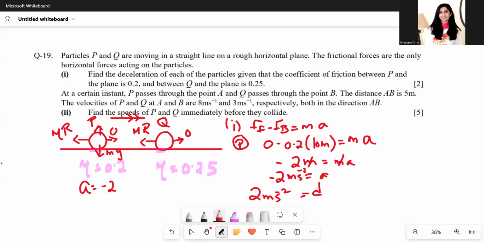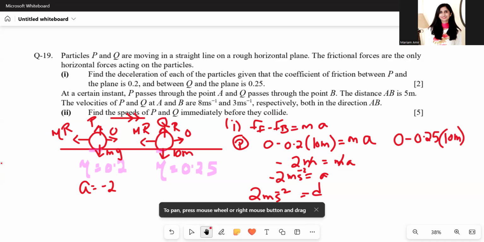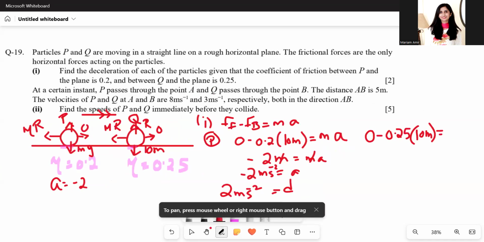For the other particle, same formula: forward force minus backward force. Backward is mu times R. Again, R is in this direction, opposite to the weight, which is 10m. So 0.25 times 10m is equal to ma. Again, the m's cancel, and acceleration is equal to minus 2.5. That means deceleration is equal to 2.5. So for the second particle, the deceleration is 2.5.